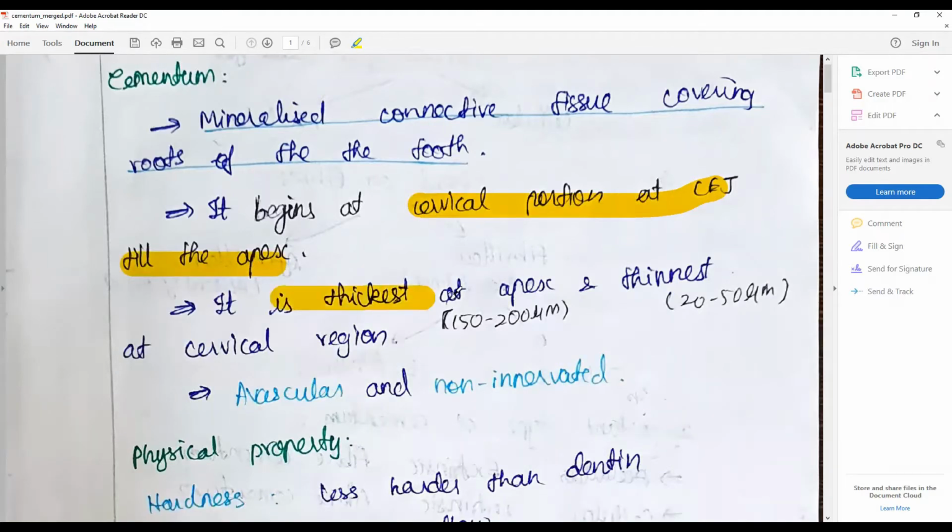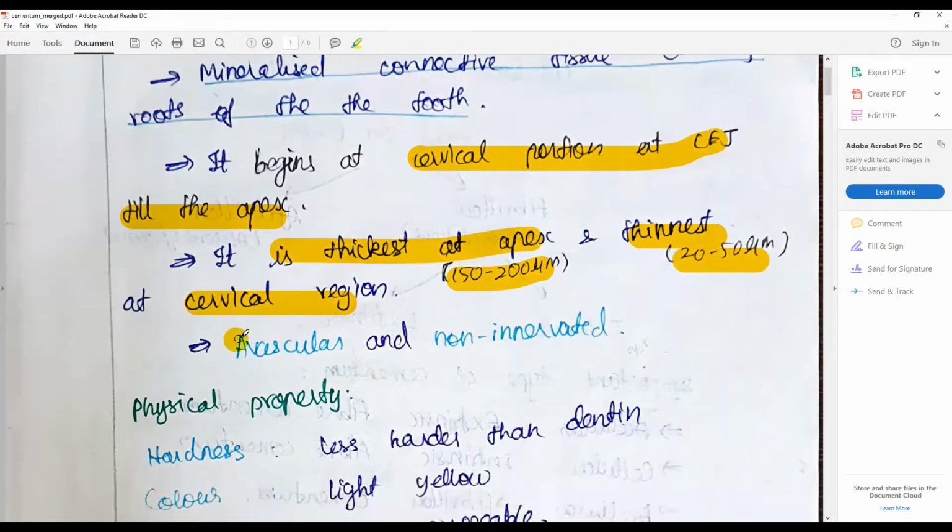It is often thickest at the apex and thinnest along the cervical regions. The thickest ranges from 150 to 200 micrometers, whereas the thinnest is 20 to 50 micrometers. They are characteristically avascular and non-innervated, meaning they don't have blood vessels or nerves passing through them. So it is thickest at the apical region, about 150 to 200 micrometers, and thinnest at the cervical region, about 20 to 50 micrometers. They are avascular, non-innervated.